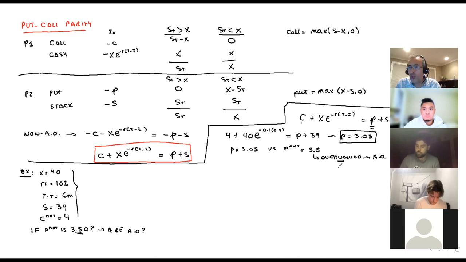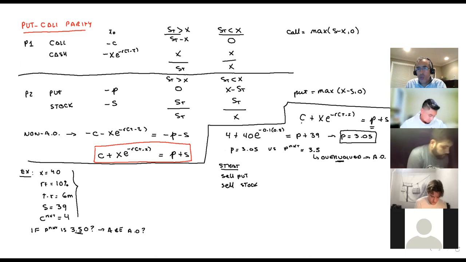Now, the way to think about these arbitrage opportunities, guys, when you have puts, calls, et cetera, is the following. What do you do when you have something that is overvalued in the market? You sell it, do you agree? Because you want to make the difference. So your strategy is basically, I sell the put. Now, remember that the put always goes with the stock. So if you sell the put, you need to sell also the stock. And in order to balance the equation, if you sell the put, you need to buy the call. Make sense?